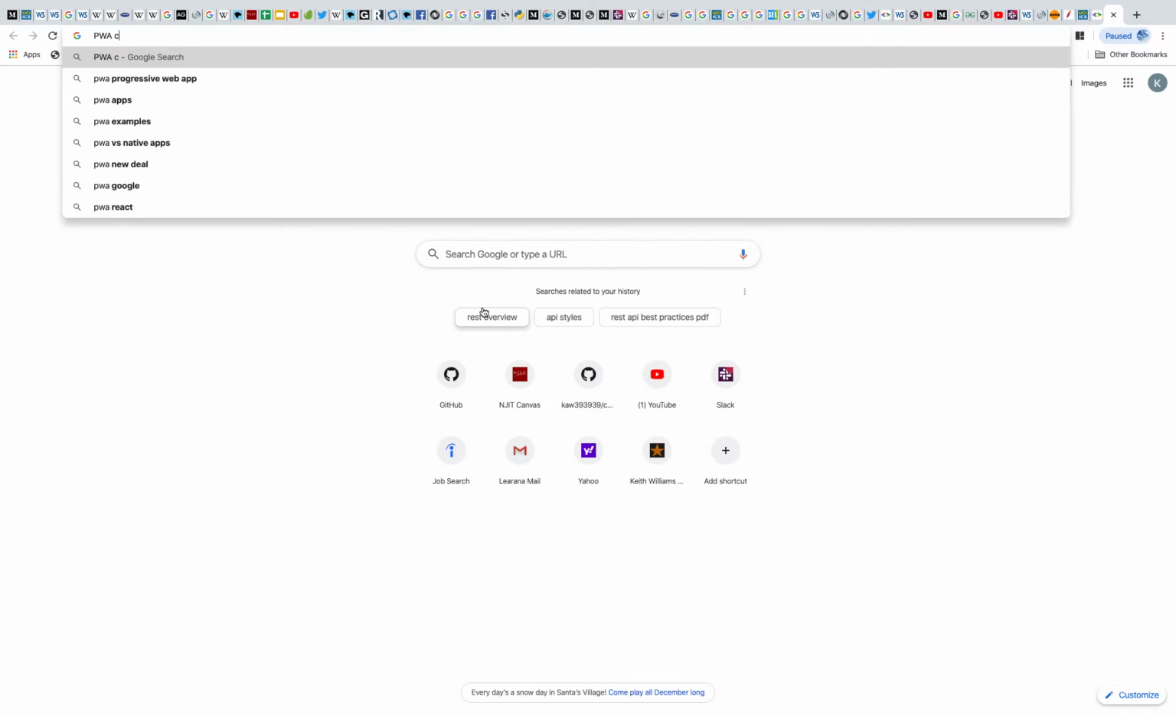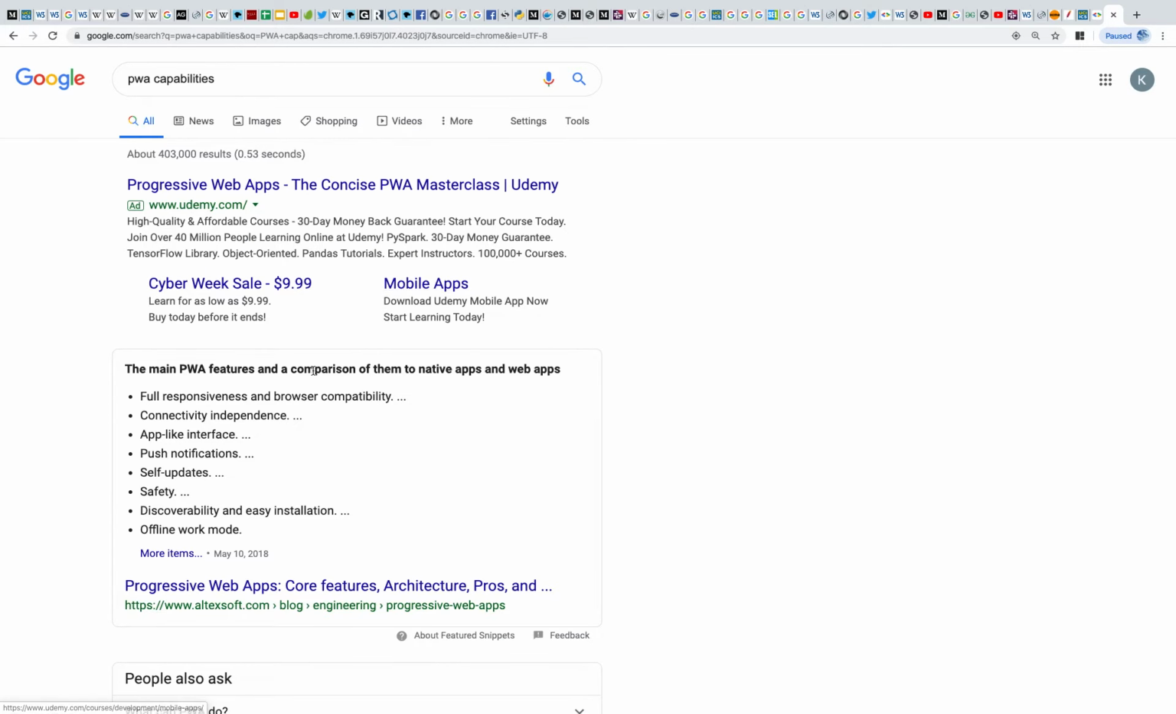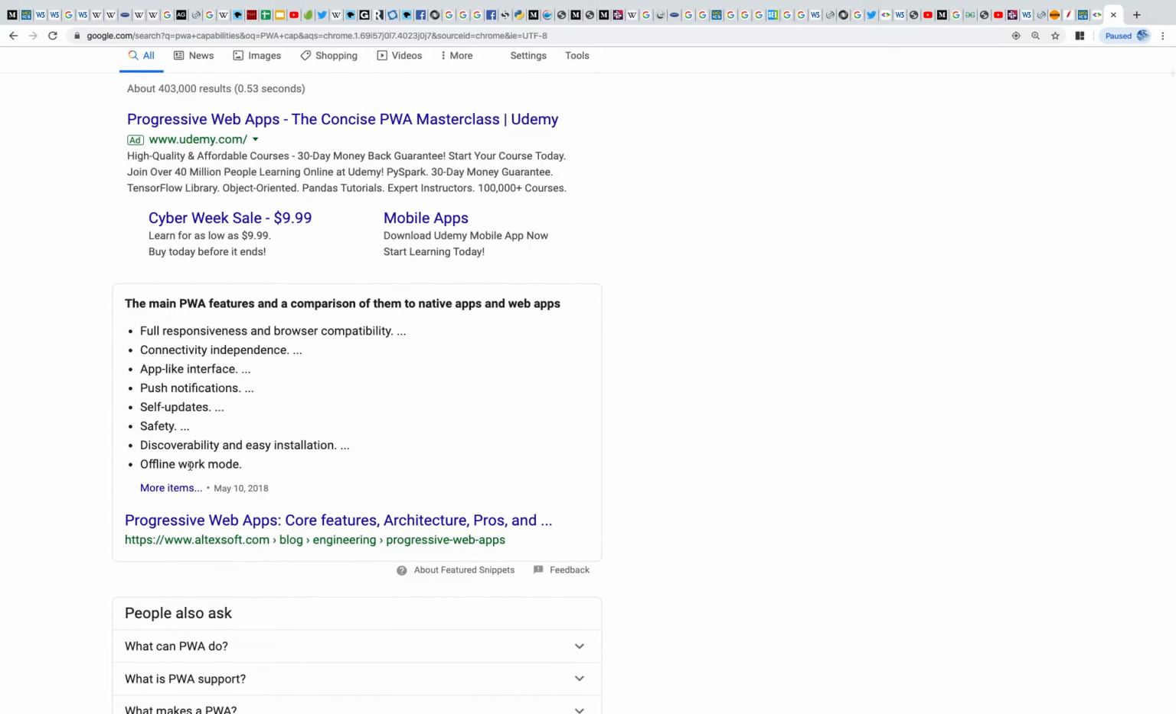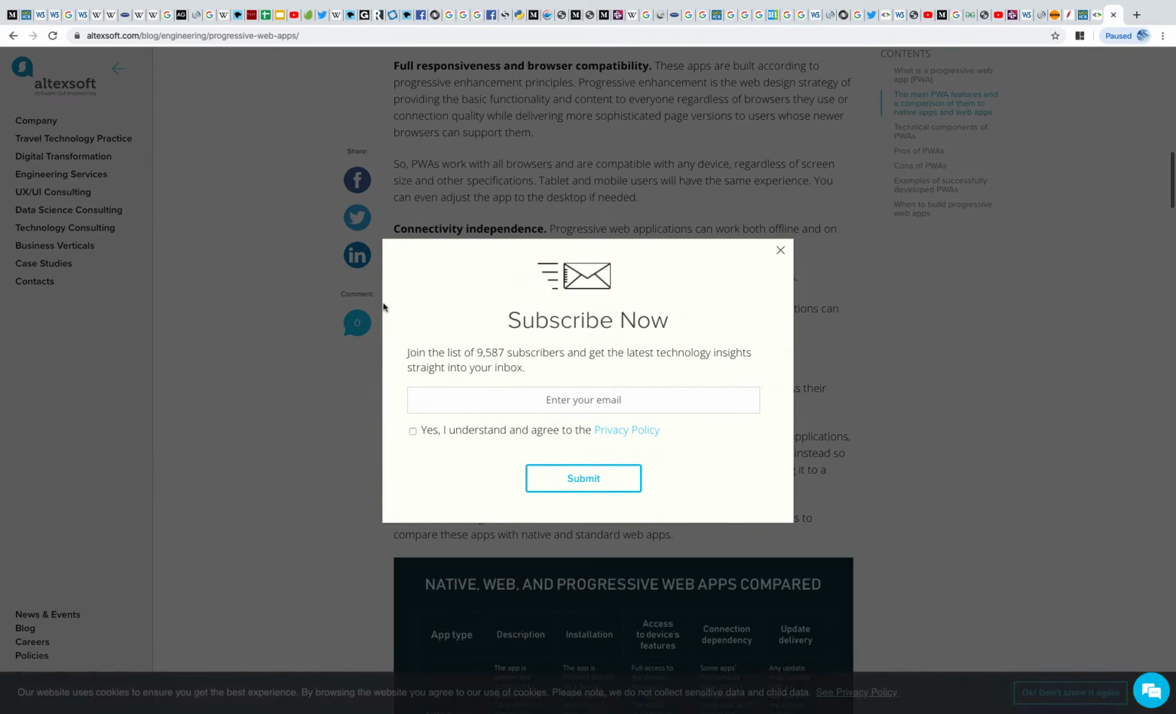PWA capabilities. Let's see if there's a... Get you some examples here.